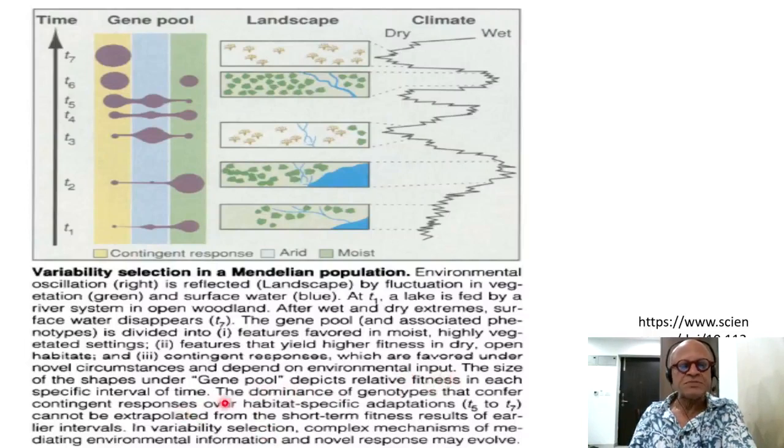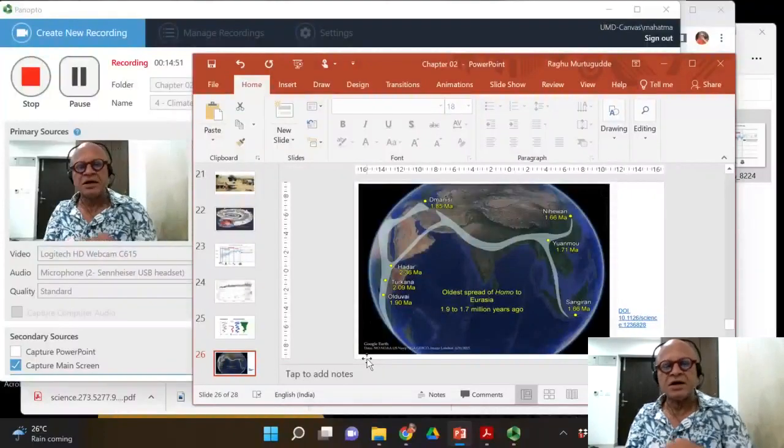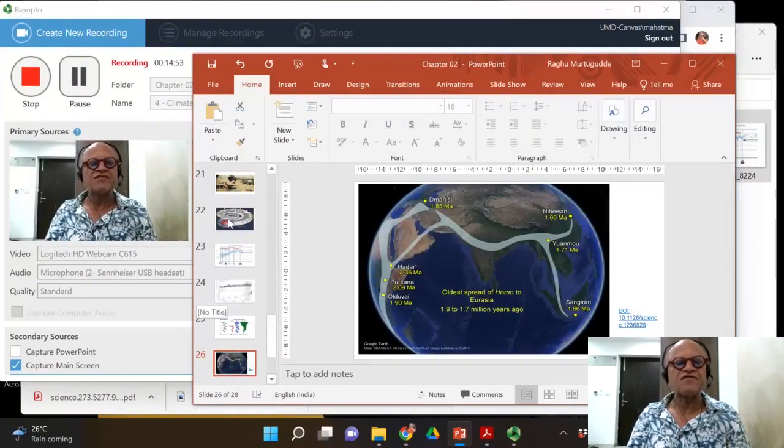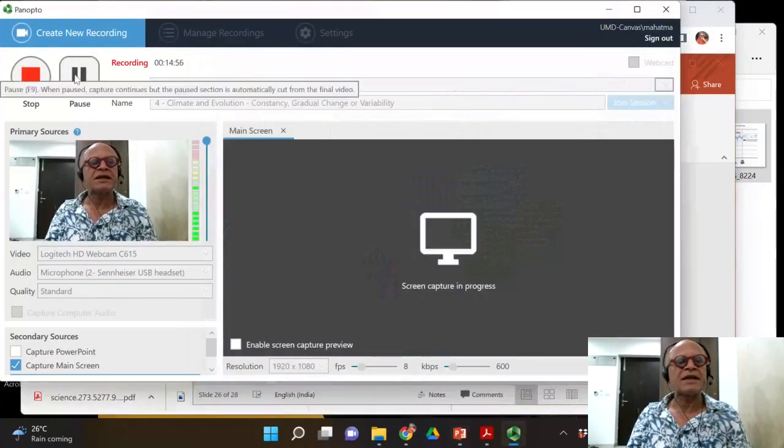The size of the shapes under gene pool depicts the relative fitness in each specific interval of time. The dominance of genotypes that confer contingent responses over habitat-specific adaptation in T5 through T7 cannot be extrapolated from the short-term fitness results of earlier intervals. In variability selection, complex mechanisms of mediating environmental information and novel response may evolve. So this is obviously a hypothesis, and I missed a figure there, unfortunately, which again I'll come back and add.